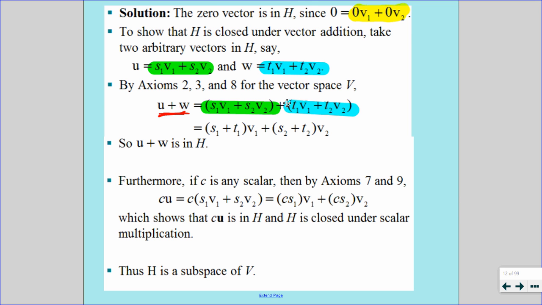And then we can group the coefficients, or the scalar, of V1 together and the scalar of V2 together. You know this is a scalar quantity and this is a scalar quantity. And since we're now writing this as a linear combination of V1 and V2, that means it must be in the span.